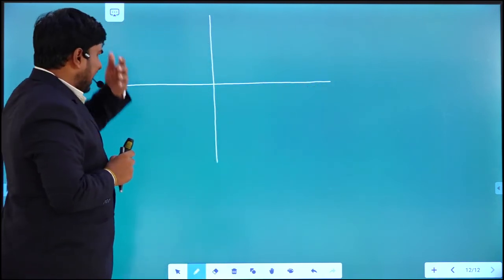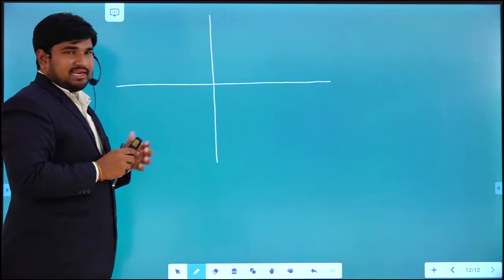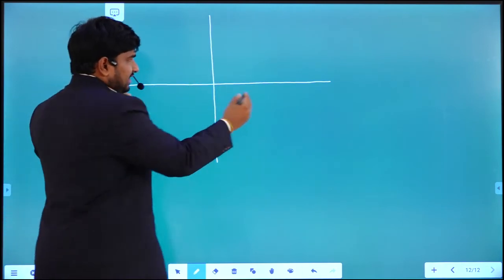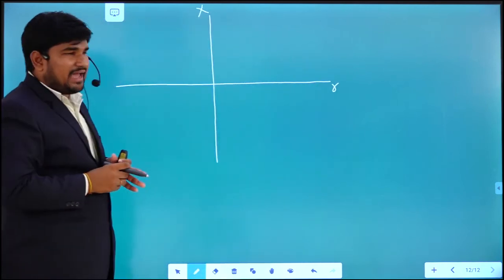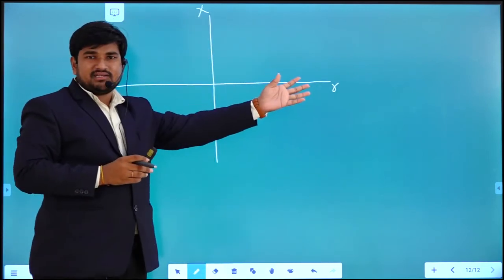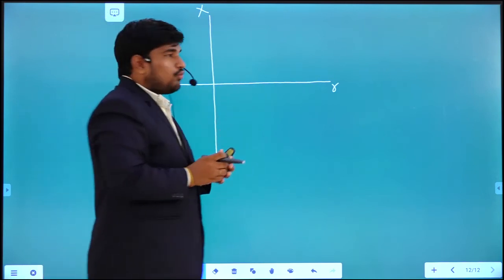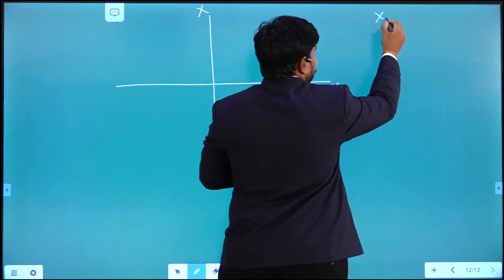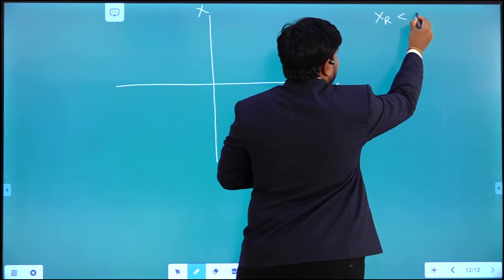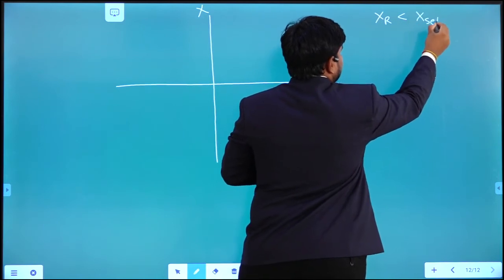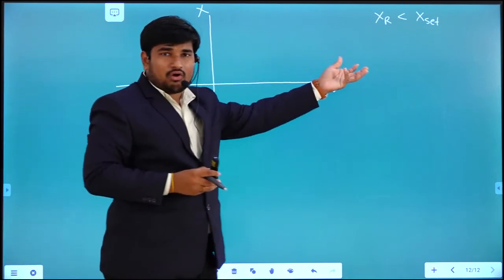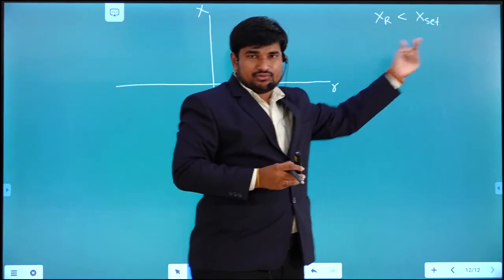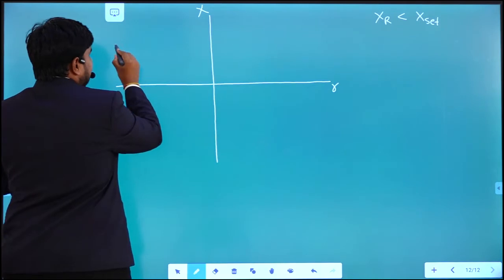Let us find out the characteristics of this reactance relay. In the Rx plane, this is R, this is X, right? So we have X values. Whenever the trip signal is produced, the X measured by the relay is less than X set, right? So X set is a constant magnitude, which can be represented like this.